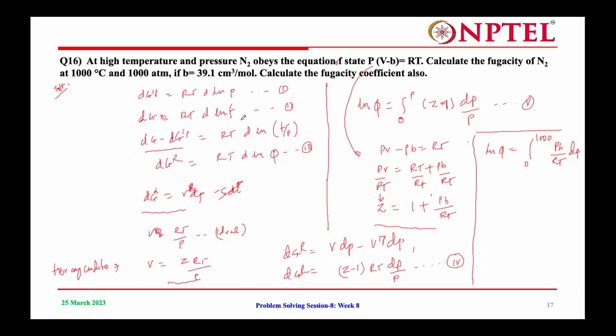pp will get cancelled. ln phi, from 0 to 1000, p, pp.